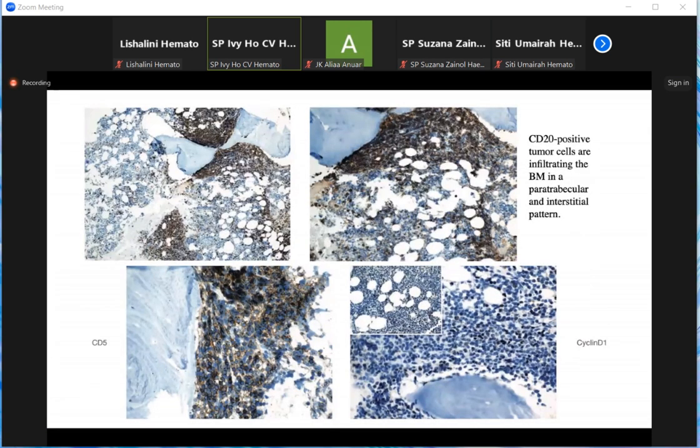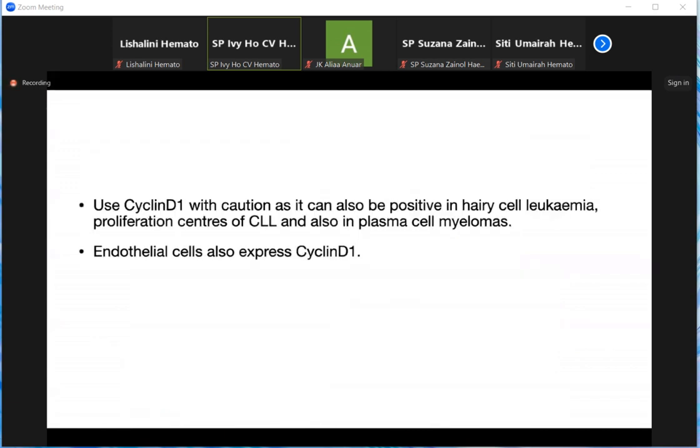Do immunostains on them, and you can appreciate the abnormal lymphoid infiltrate in the paratrabecular location. They are CD20 positive, and these cells are CD5 positive and cyclin D1 positive. This is a closer view. Of course, be careful with cyclin D1 as well. Cyclin D1 is not only positive in mantle cell lymphoma, it can be positive in hairy cell leukemia as well, which is not a very common leukemia.